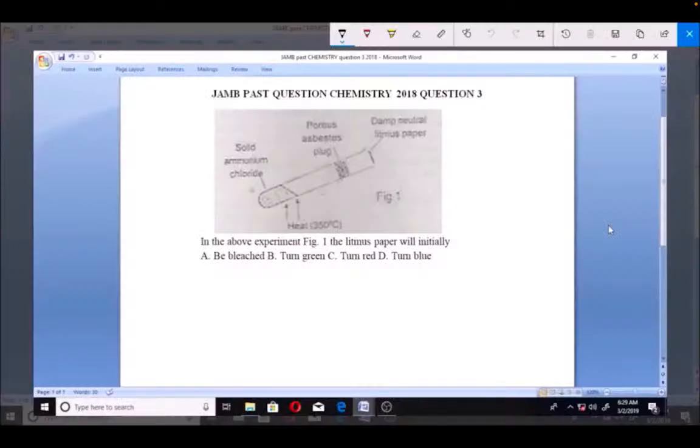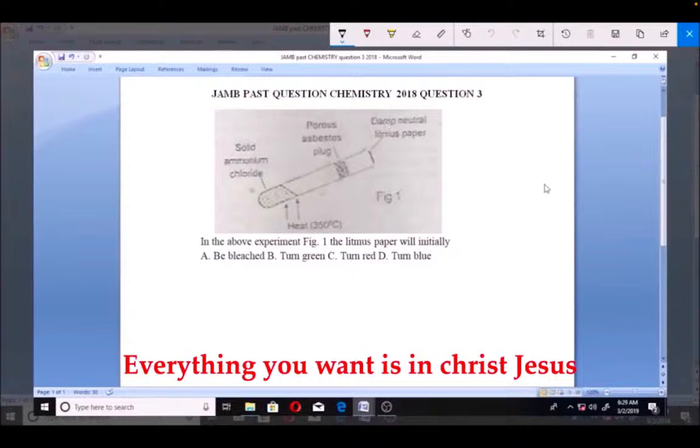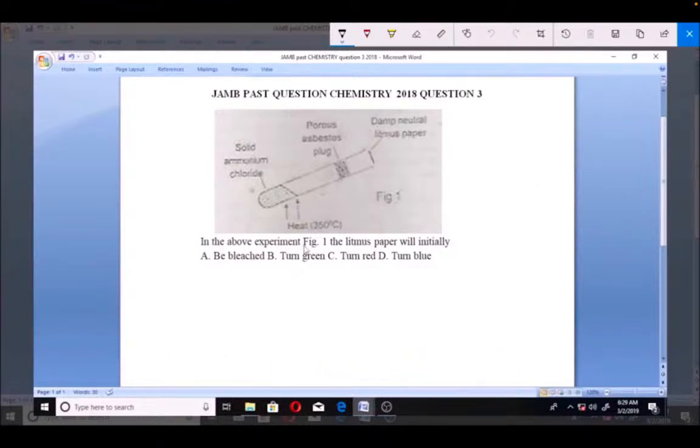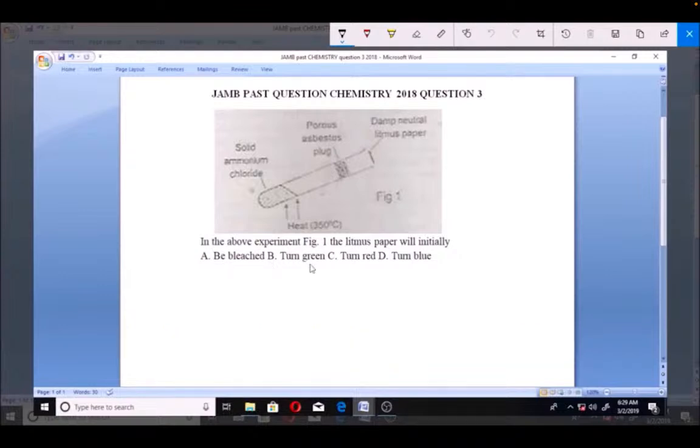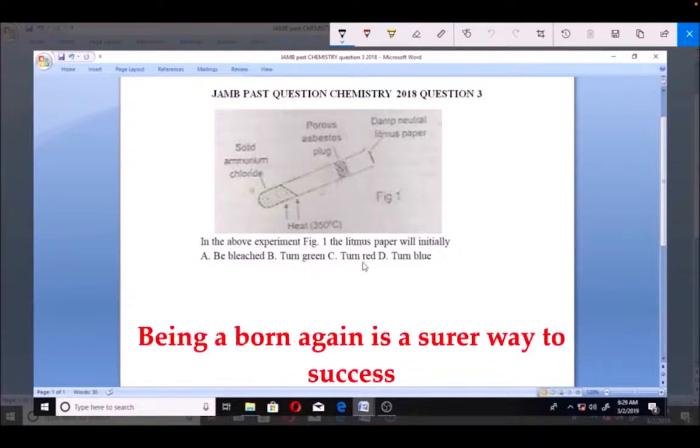Hello, welcome. Let's look at this JAMB past question, Chemistry 2018, question number 3. In the above experiments, Fig 1, the litmus paper will initially A. Be placed, B. Turn green, C. Turn red, D. Turn blue.